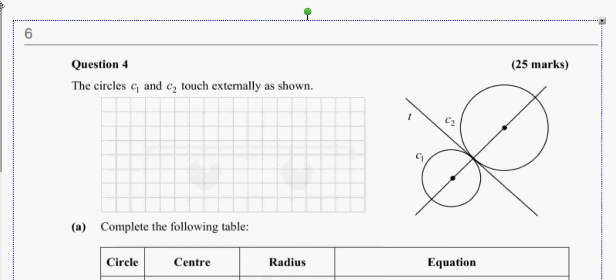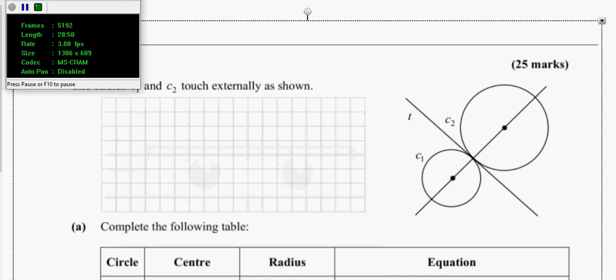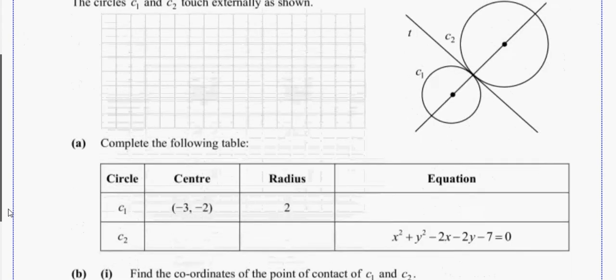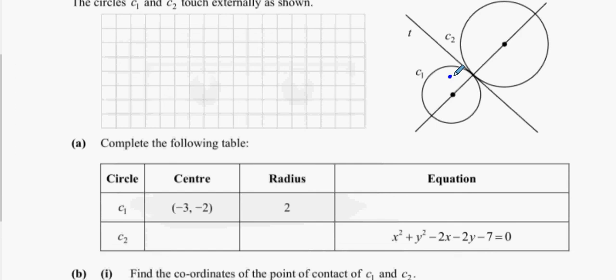Now, circles C1 and C2 touch externally, as shown. Complete the following table. Okie dokie. Alrighty. So we know that C1 has a radius of 2 and has this center. And we know the equation of the second one. So what we're going to do is figure out the rest.